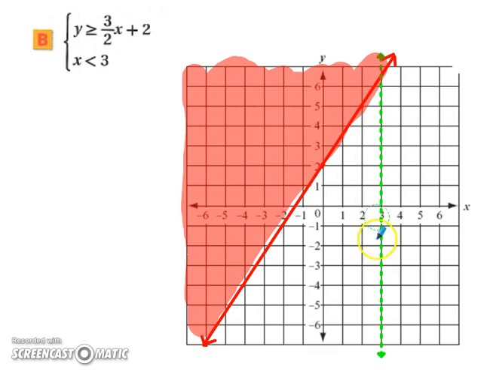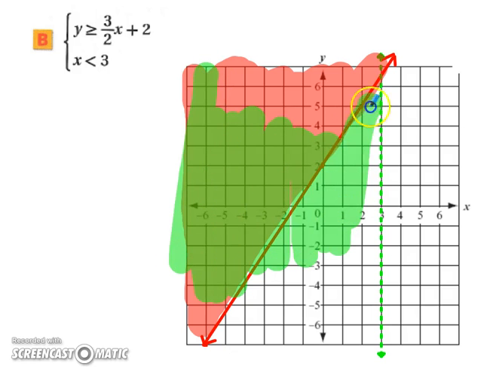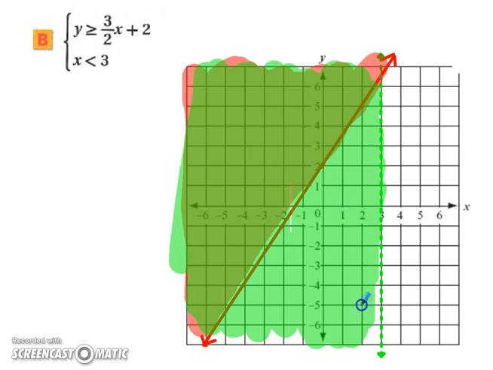So now that we have our dashed vertical line at 3, we need to decide whether we're shading to the left or to the right, since there's not really a top or a bottom. So if all the x values must be less than 3, where are the x values less? To the left. So we're going to shade to the left. And same as before, your double shaded region holds all your solutions.